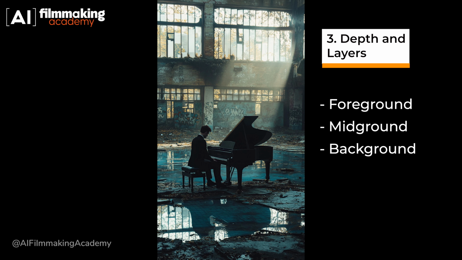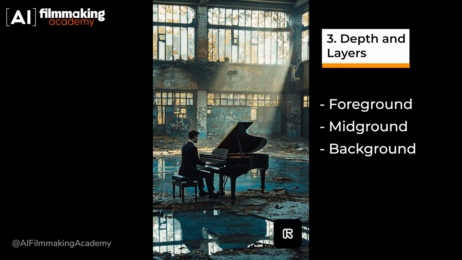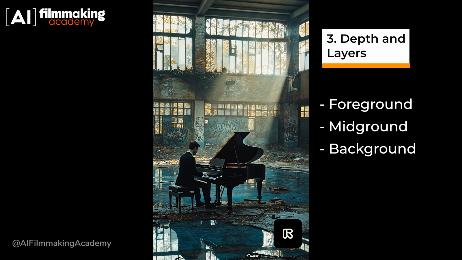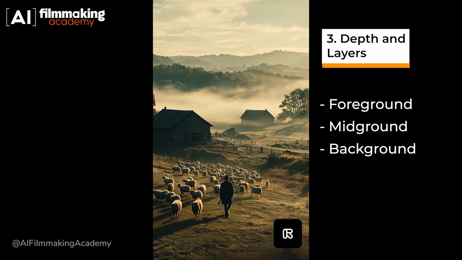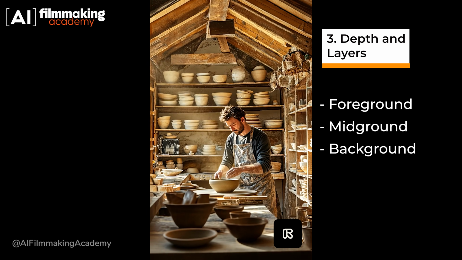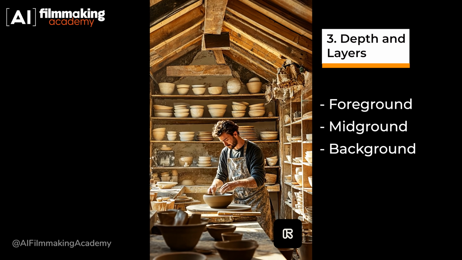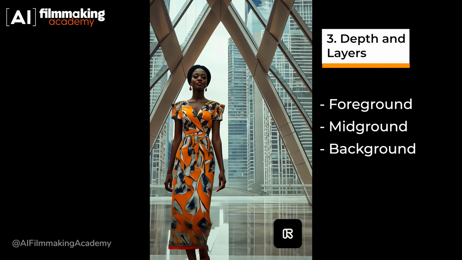With less horizontal space, depth becomes more important. Layer your shots by including elements in the foreground, midground, and background to create a sense of scale and dimension. Use doorways, trees, or architectural elements to create natural frames within your vertical shot. This adds depth and directs the viewer's attention to your subject.